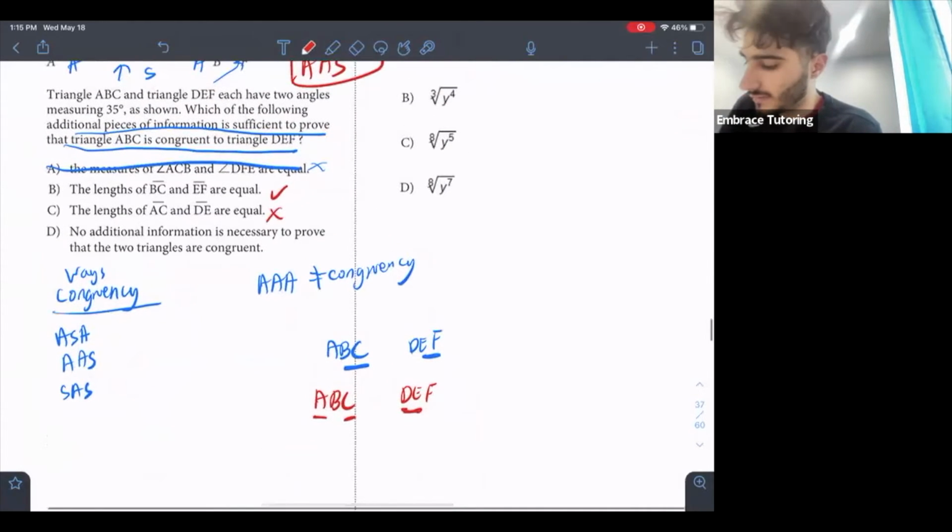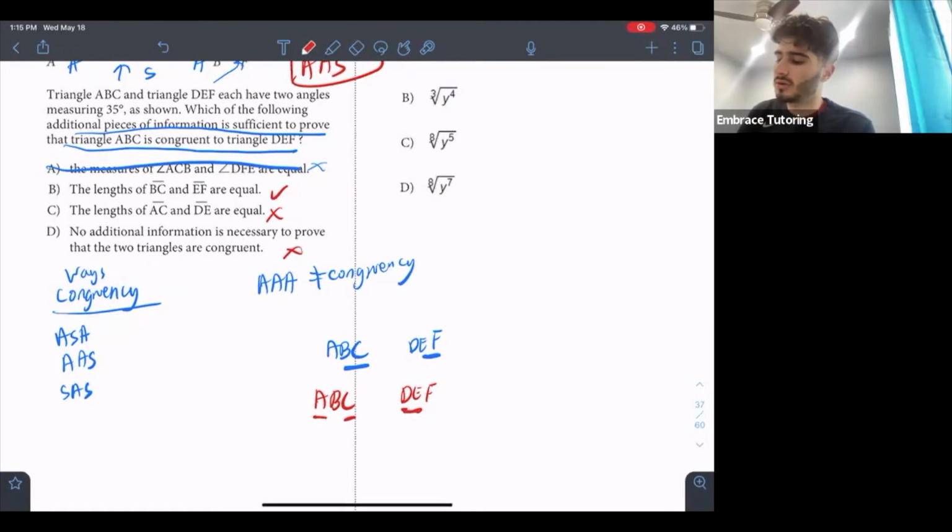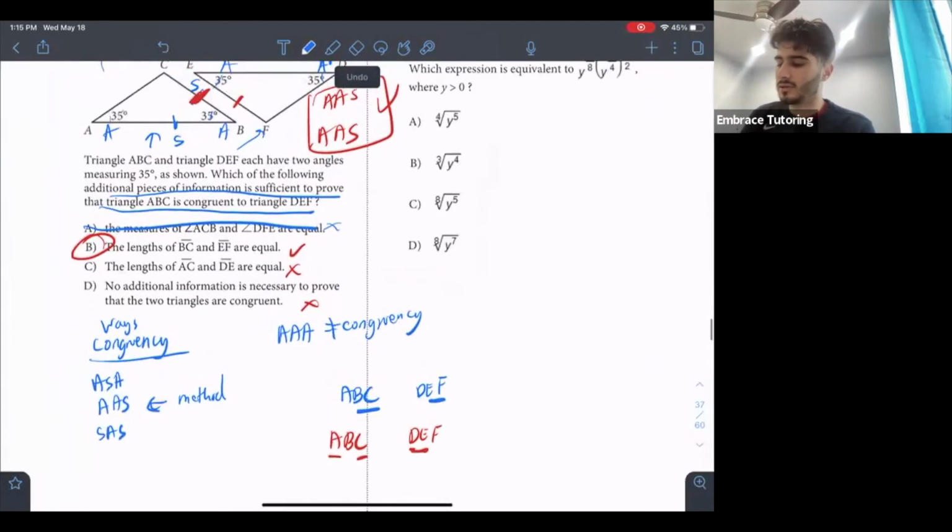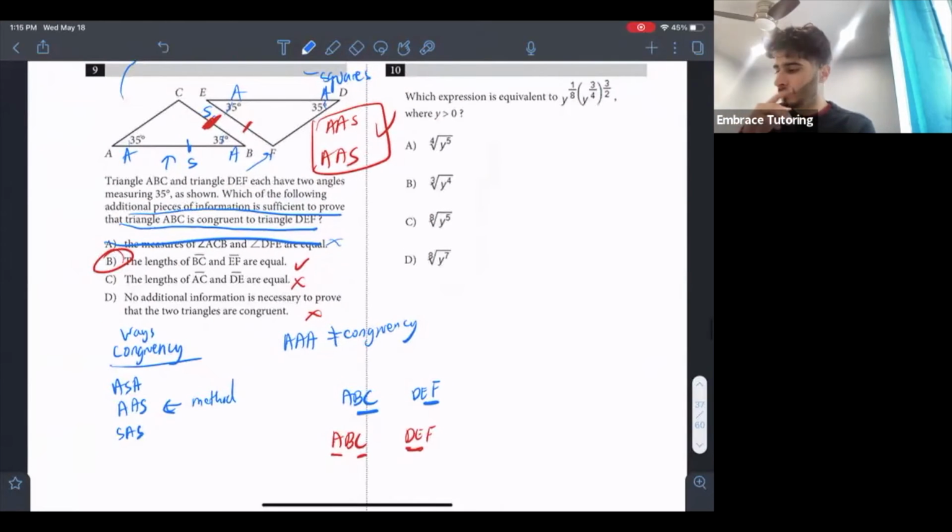So this is incorrect. No additional information is necessary to prove that it is incorrect because you always need three components to prove congruency, which means that our answer is choice B, because it follows the angle, angle, side method. Okay, so that's how you do question 9. Question 10.